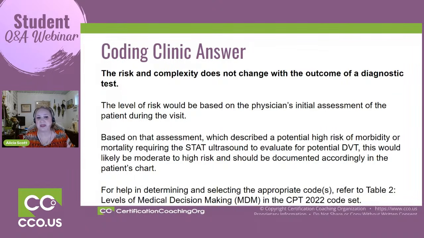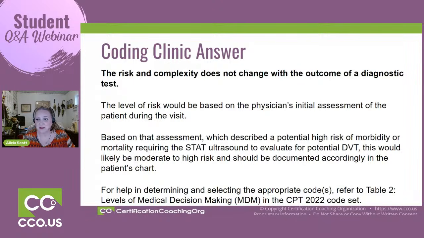The medical decision making is based on what the provider thought the patient had and the level of risk, the level of data that was reviewed, the number of diagnoses, and whether it's critical or acute. Just because the patient didn't have it doesn't change the medical decision making. The outcome doesn't change the work that was involved to determine whether the patient had a DVT and was going to get a pulmonary embolism. So the answer is it's a level 4. It's not a level 3.